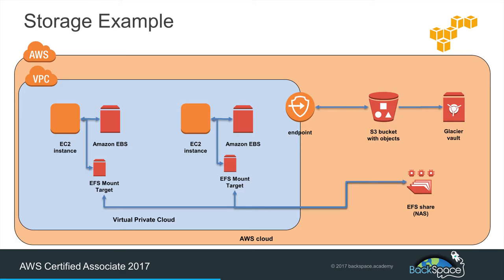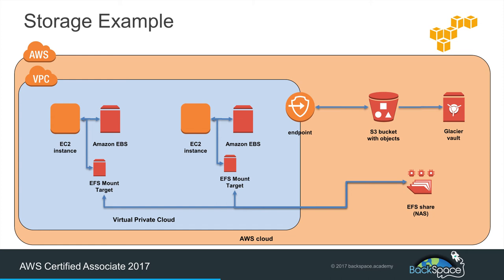So let's have a look at a storage example. Again, we've got our AWS cloud, and we create our virtual private cloud, our own little private space within that AWS cloud. And we launch some EC2 server instances inside that VPC. Those EC2 instances would have root storage, so they would have their operating system located on that. But you may want to have an extra drive attached to that for storing of data, for example. And so that's where you would attach an Amazon EBS or Elastic Block Storage to that EC2 instance.